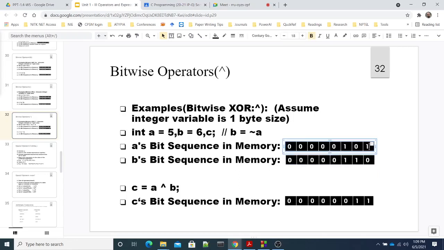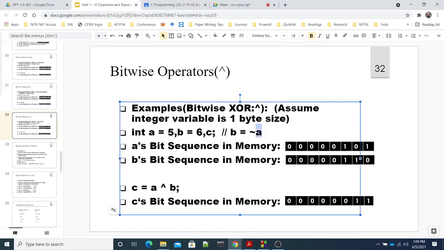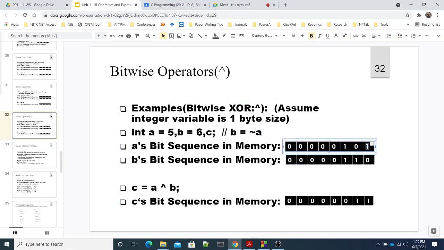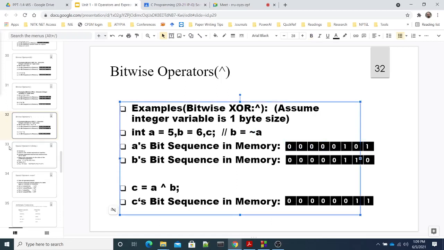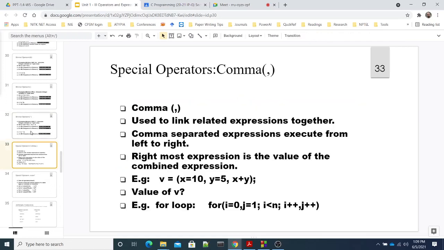Every bit will be taken from the input, it's a unary operator, and it will be complemented. So ones will become zeros and zeros will become 1. That is the functionality of the bitwise complement operator. So that's all about bitwise operators. Any doubt?